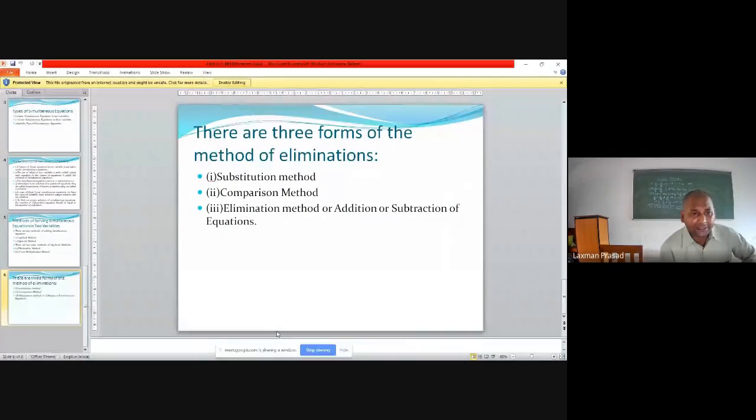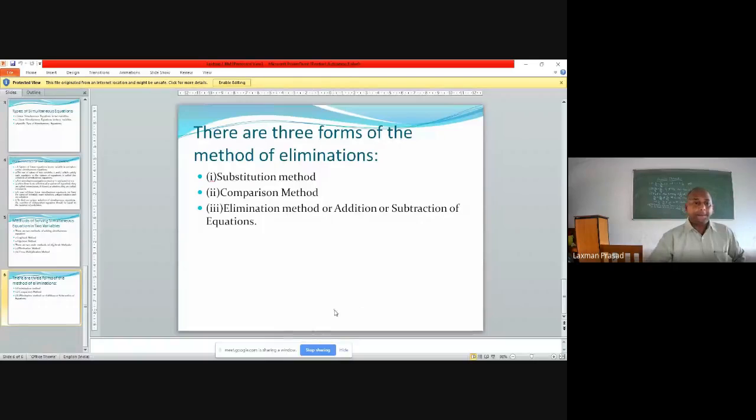Here, substitution method. First one is substitution method. Second one is comparison method. And third point is elimination method or addition or subtraction of equation.